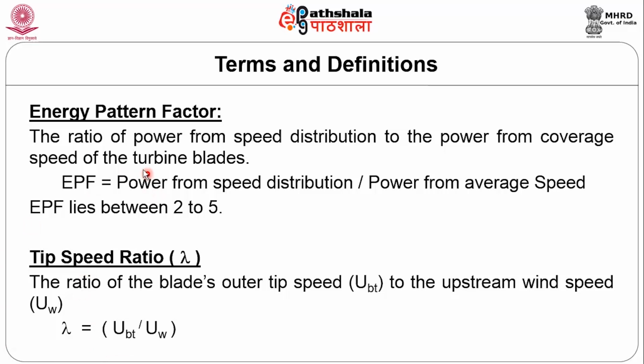Energy pattern factor is the ratio of power from speed distribution to the power from average speed of the turbine. EPF is the power from speed distribution divided by the power from average speed, and EPF lies between 2 to 5. The tip speed ratio, lambda, is the ratio of the blade's outer tip speed, U suffix bt, to the upstream wind speed. That ratio is the tip speed ratio.